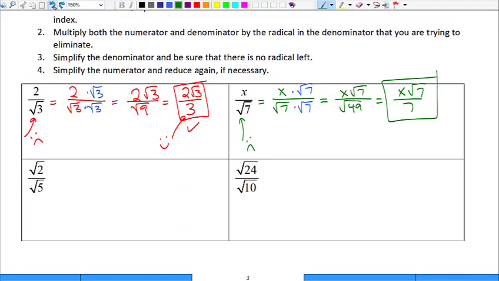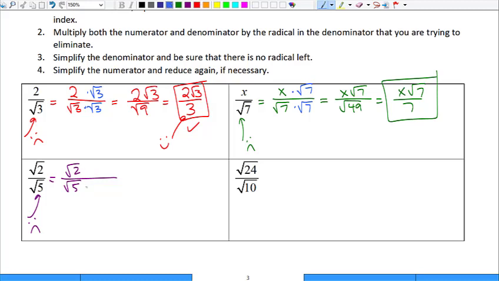Root 2 over root 5. So we have a root in the top and a root in the bottom, but the only one we care about is the root in the bottom. That is a no-no, and the reason it's a no-no is because you can't have a radical in the bottom. Are we allowed to have a radical in the top, the root 2? Yeah, he's fine. We don't care about him. The one we care about is the bottom.